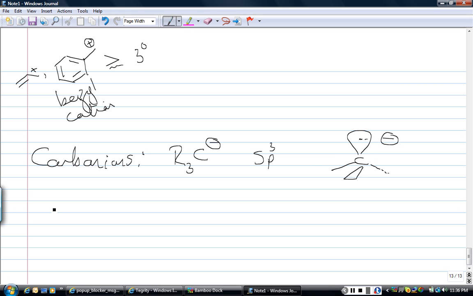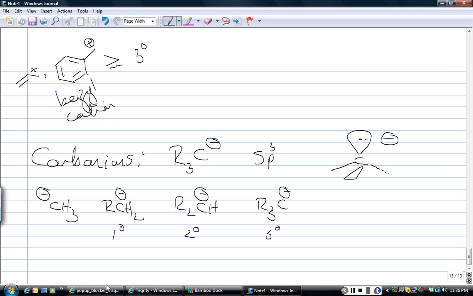We can rank these then as CH3 minus, the methyl carbon ion. I can have RCH2 minus, this would be called a primary carbon ion. R2CH minus, this is a secondary carbon ion. And again, R3C minus, this is a tertiary carbon ion. Well, how would I rank carbon ions then?